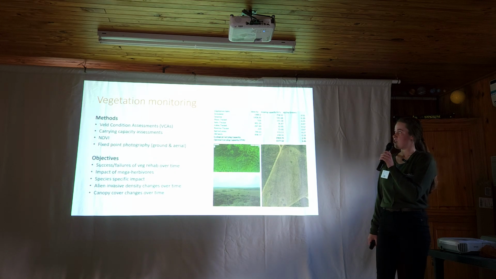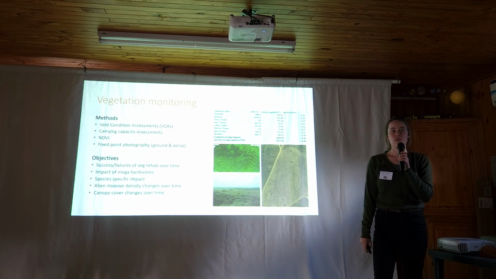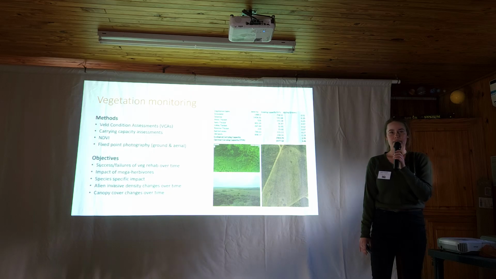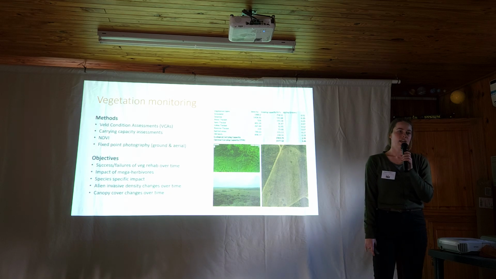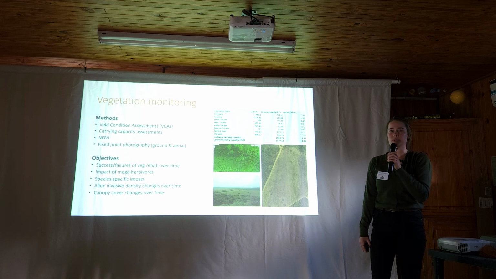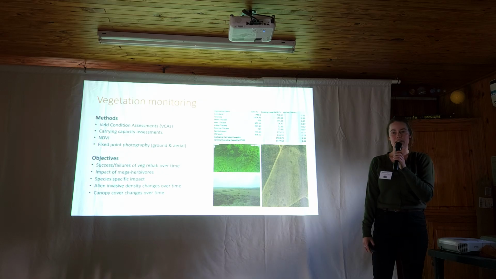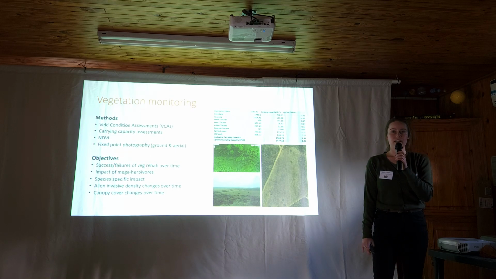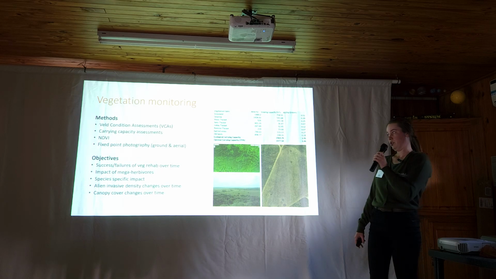What we're doing for vegetation monitoring at the moment is we do vegetation VCAs, veld condition assessments, around every 5 years. And then we use that data along with rainfall data to do our carrying capacity on an annual basis and compare it with our stocking rates. We also do NDVI and fixed point photography from the ground since 2017, and then more recently with drones.